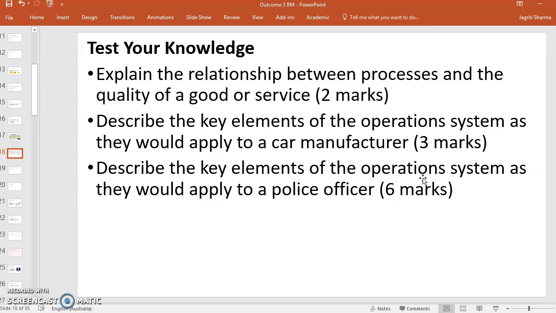Now these are the questions that you need to answer. These will be due at the end of this first session.